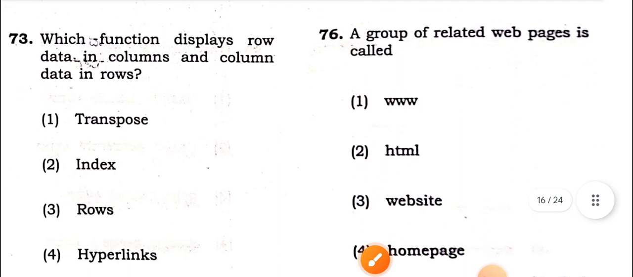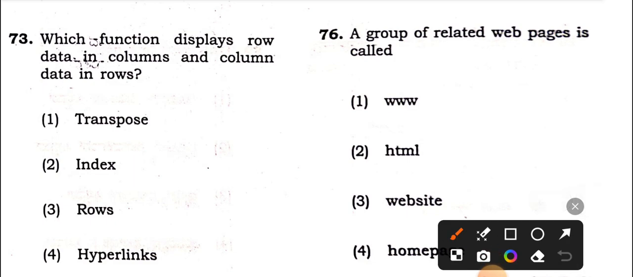Next, the 76th question is, a group of related web pages is called www, HTML, website or home page. The correct answer for this question is option number 3, that is website.